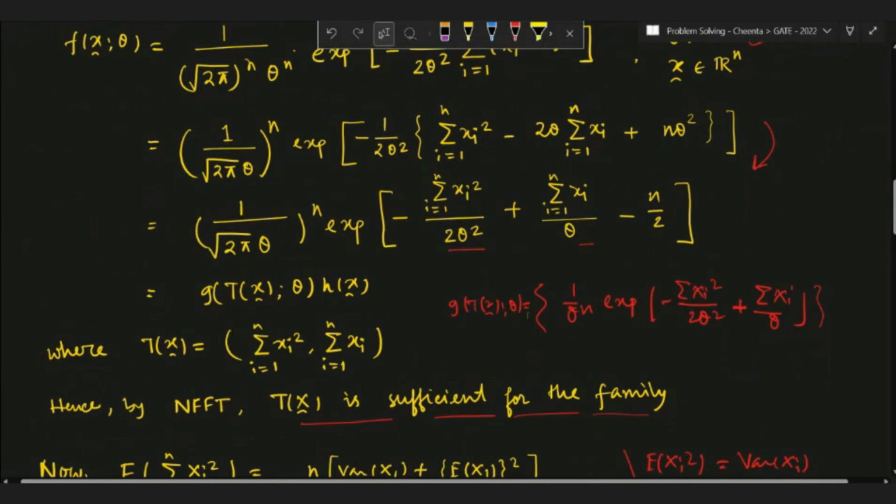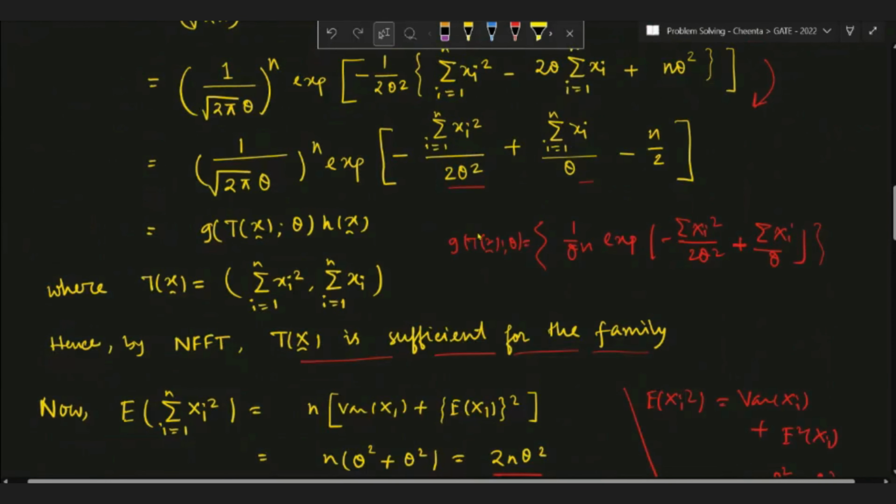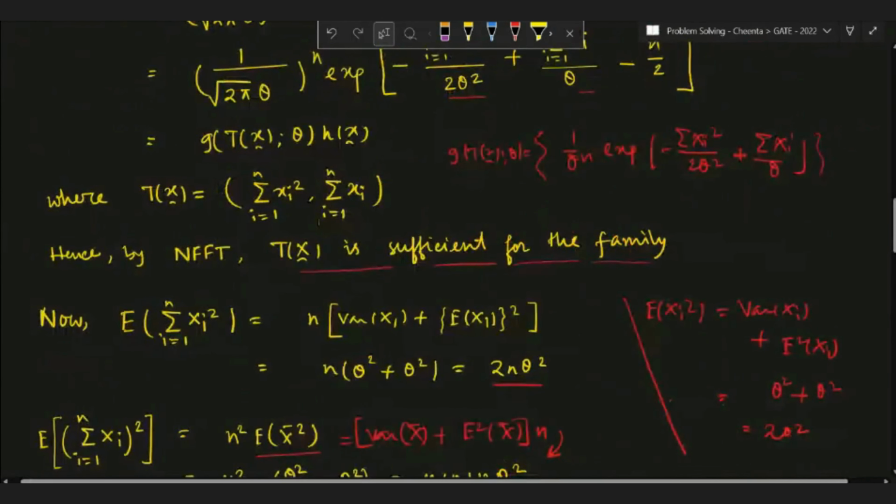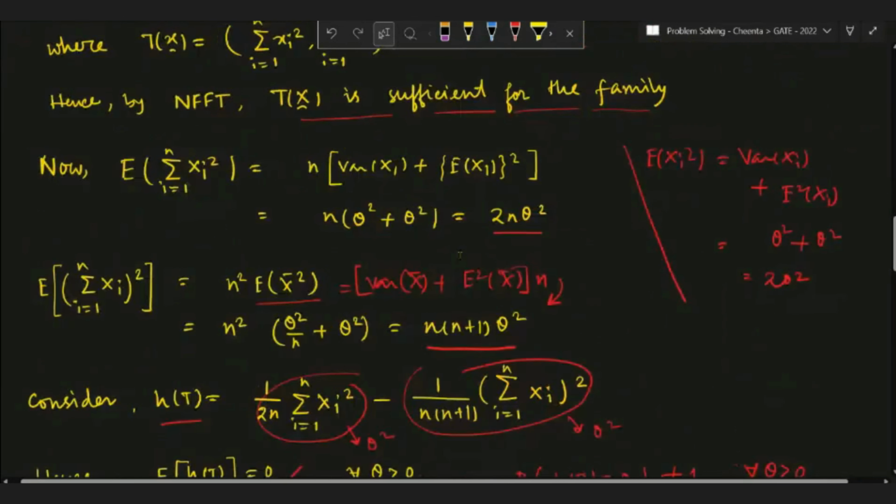Here g(T(x), theta) is 1 by theta to the power n, exponential of minus summation xi square by 2 theta square plus summation xi by theta, and the remaining part goes to h(x), which is independent of theta. Hence, from the Neyman-Fisher factorization theorem, we can say T(x) is sufficient for the family, where T(x) is summation xi square and summation xi. Now observe that expectation of summation xi square is coming out to be 2n theta square.